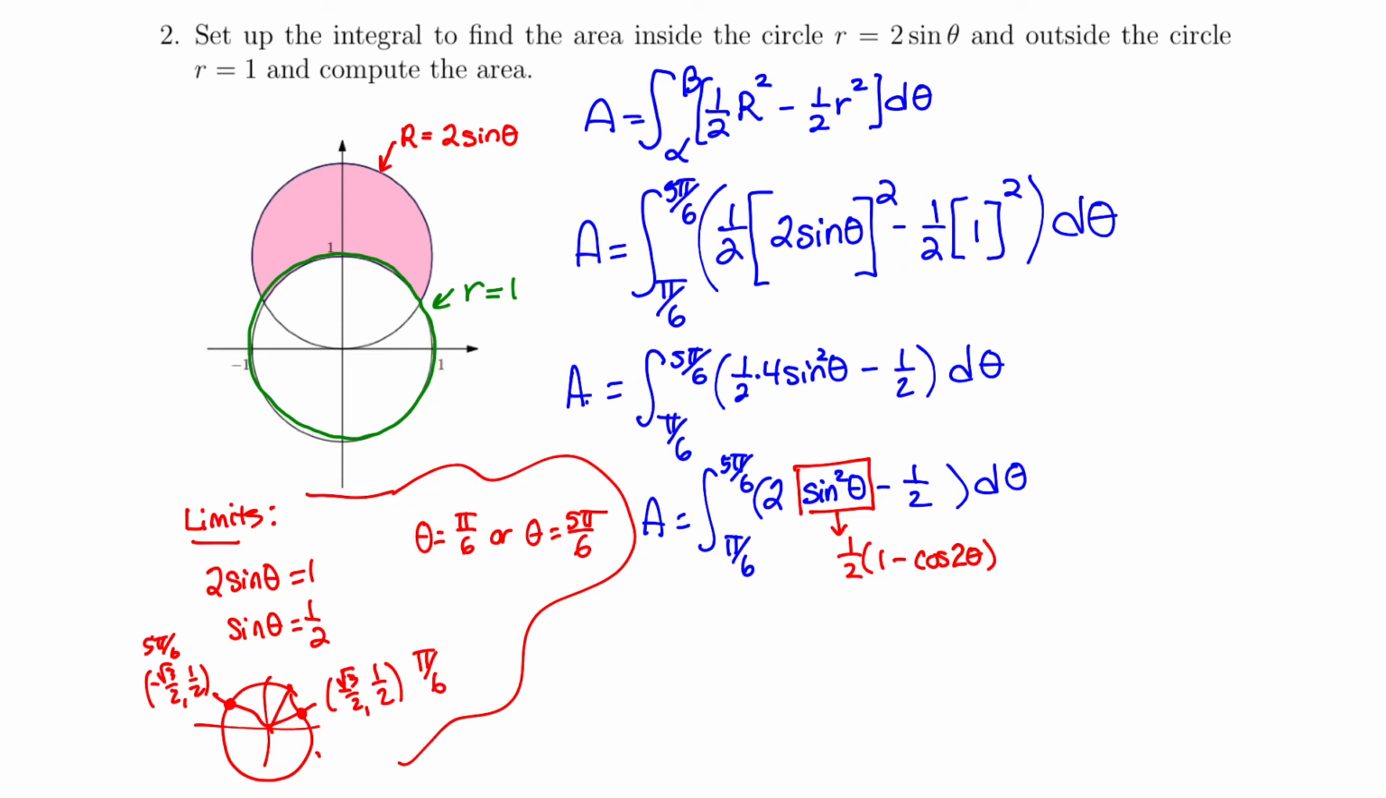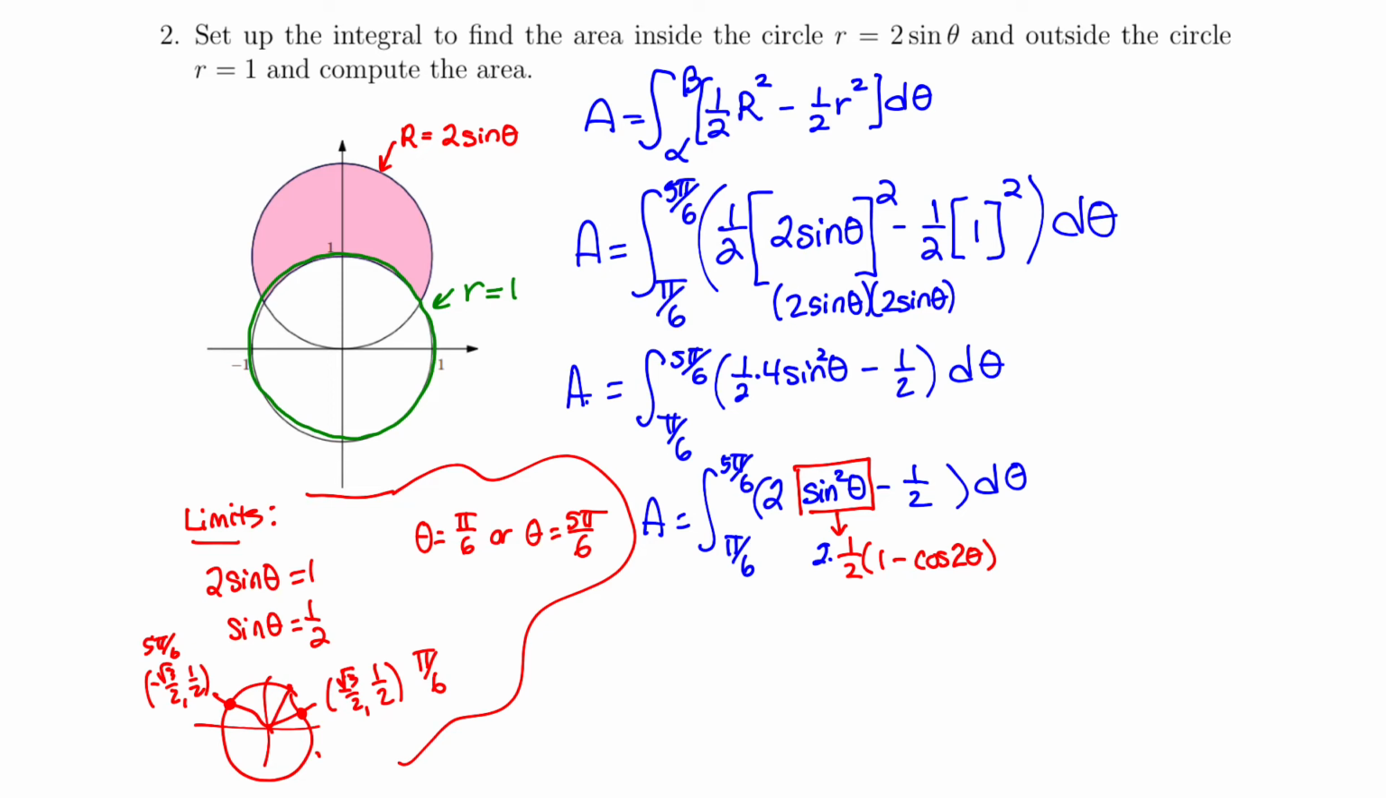Bobby, yeah? Are you allowed to, when you distributed the square, is that not a FOIL? Yes and no. 2 sine theta is connected by multiplication. So technically it is FOIL, but not quite. It's using the exponent rule. But because everything is multiplied, do you see? I only need a 4.